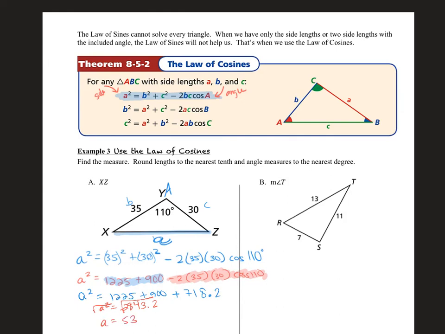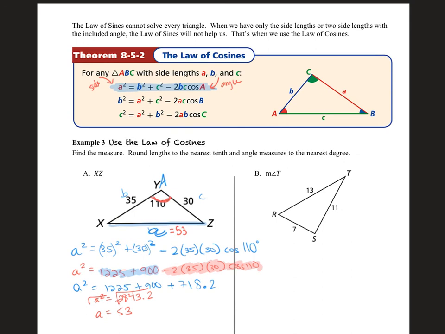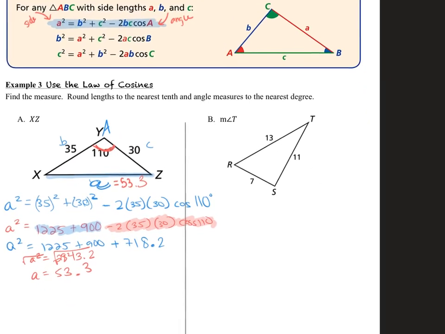And that actually makes sense because since 110 is obtuse, it has to be the biggest angle in this triangle. There's only 70 left for the other two angles. And so if it's the biggest angle, then the side across from it, side A, has to be the largest side. So at least we came up with the largest side. So find the measure, round to the nearest tenth, should have been 53.3. And that's it. We did what we needed to do there.